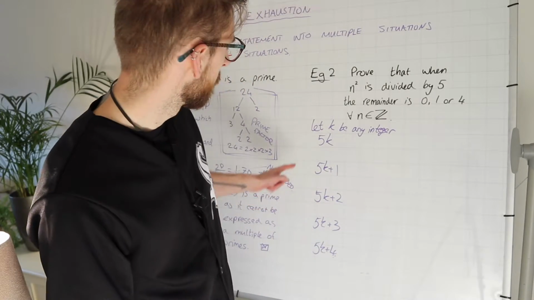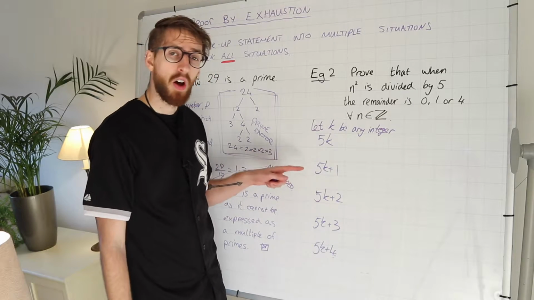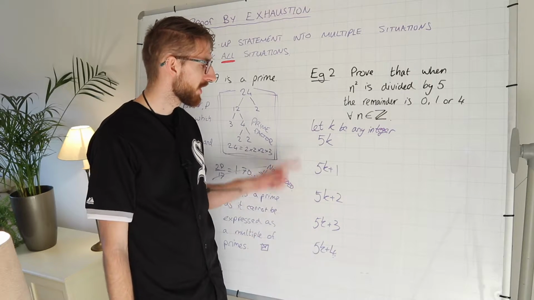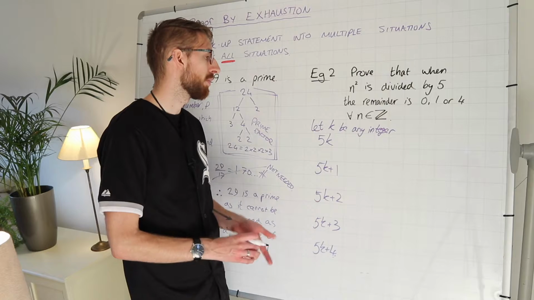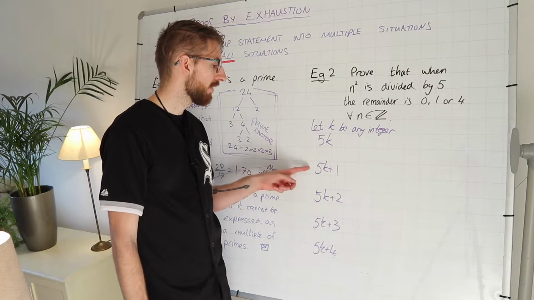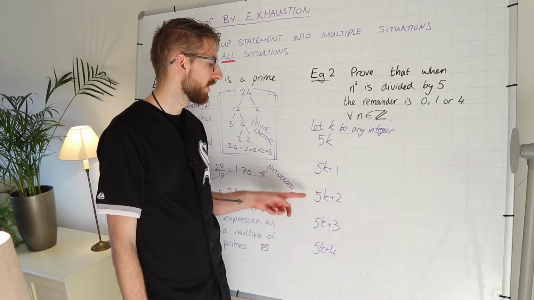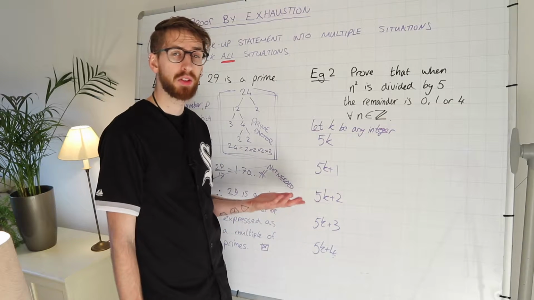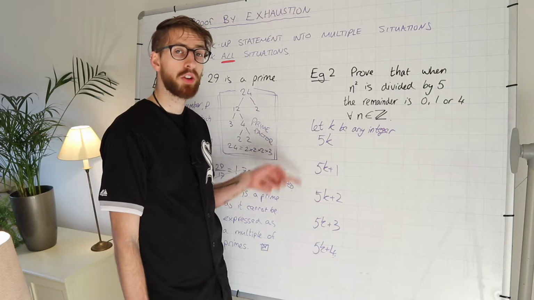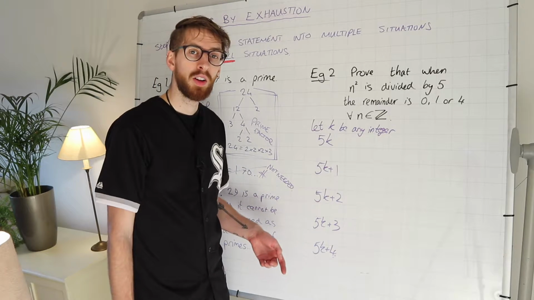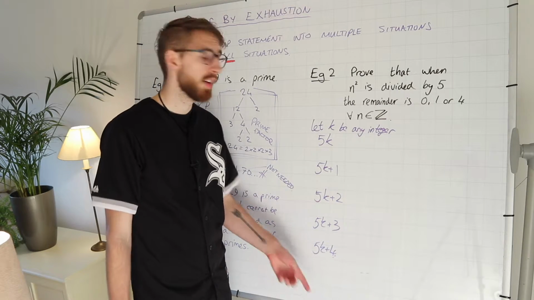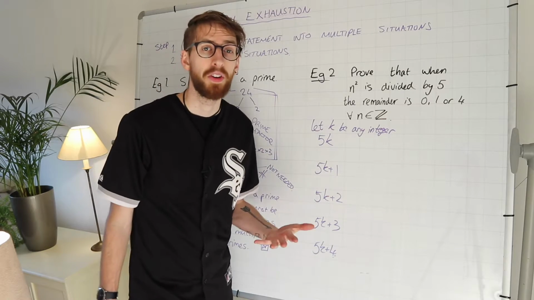What we've got here, 5k plus 1, 5k plus 2, 5k plus 3, and 5k plus 4. This, depending on what your integer is, spans all of the integers. For example, if we had k equals 1, 5, 6, 7, 8, 9. K equals 2, 10, 11, 12, 13, 14. K equals 0, 0, 1, 2, 3, 4. We don't have 5k plus 5 because that's just 5k but for a different k.